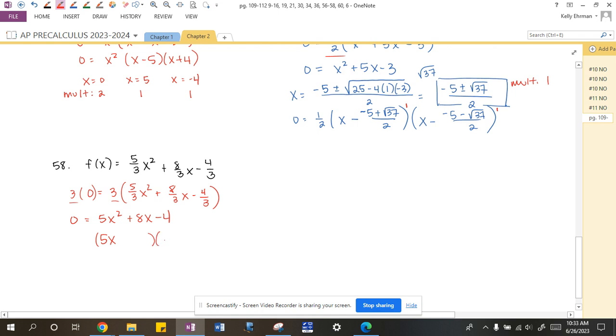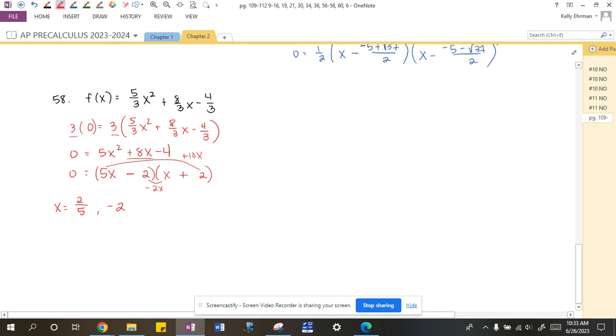Now we could just jump right to the quadratic formula, but the numbers are going to be kind of big, so if I can avoid the quadratic formula, I would like to. 4 can be split into 2 and 2. 10x, 2x, I want to get plus 8x, so if I make this plus 2 to get plus 10x, and I make this minus 2 to get minus 2x, that will give me the 8x that I need. Okay, so this does factor, that's great. So the zeros are 2/5 and -2.